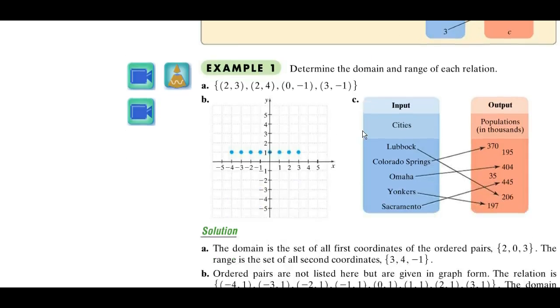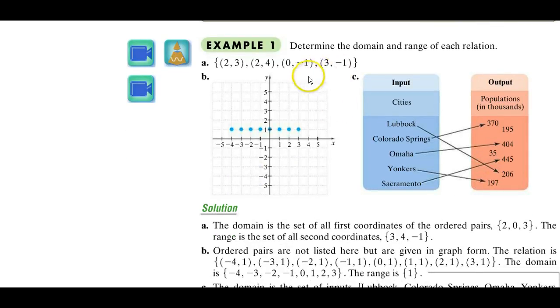All right, let's look at some others here. In example 1, it says determine the domain and the range of each relation.